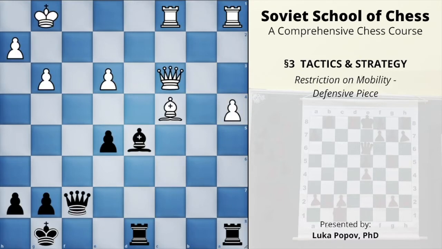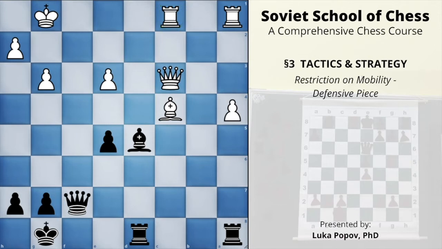Okay, let's go to the next example. In this position, you can see that the rook on c1 is a defensive piece. This rook on c1 is defending the queen on c3. And so if this queen was to be attacked, then the mobility of this rook will be restricted by the fact that it is a defensive piece.